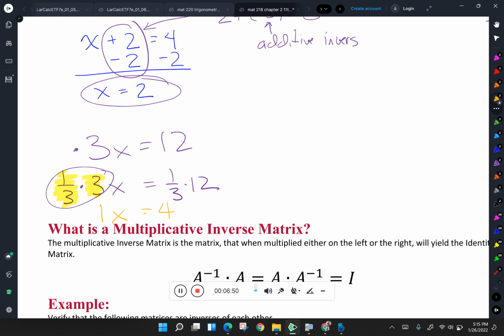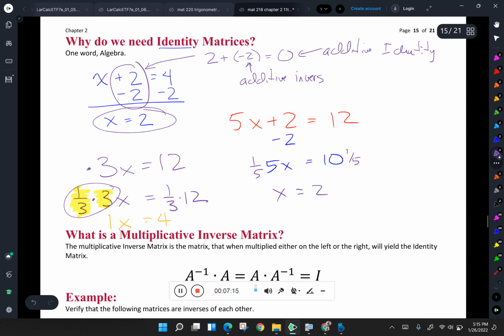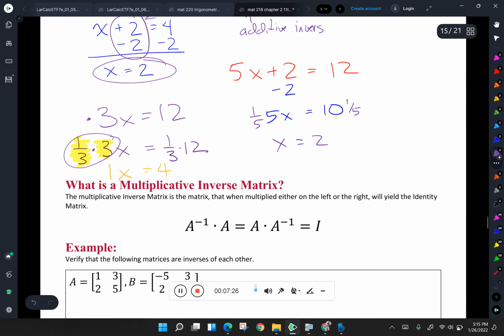And then if you did something even more complicated, like let's say you had 5x plus 2 equals 12. Now you would just make use of the additive identity, and then you'd make use of the multiplicative identity, and you come up with a solution. So we're going to use those same multiplicative and additive concepts, just with matrices. Okay? So we're going to find the multiplicative inverse of a matrix.